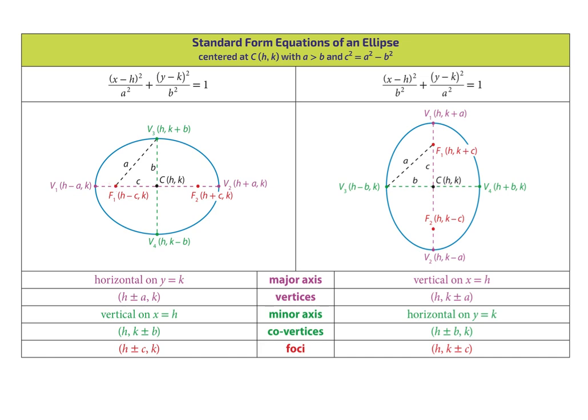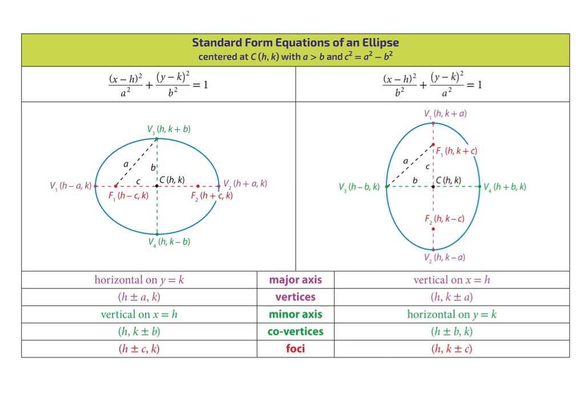One thing I want to point out, this guy is elongated on the X axis or on the horizontal. So you'll see that the A is underneath the X piece of it. All right. So these are the standard form of the equations. They are identical. The only difference between these two is where that A and B are. If they're elongated on the X, the A squared's under the X, the B squared's under the Y. If they're elongated on the Y, the A squared's under the Y, the B squared's under the X.